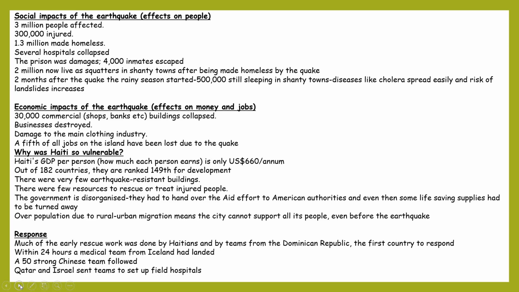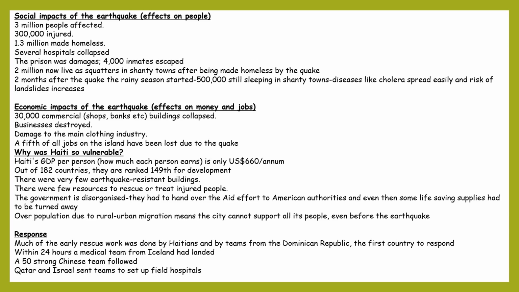Why was Haiti so vulnerable? GDP, that's how much each person earns. I said $66 per month, so I was close. The average person in Haiti earns $660 per annum. Per annum means per year. In pounds, that's probably about £500 a year. A year. You're living on about 40 quid a month. How can people live like that?